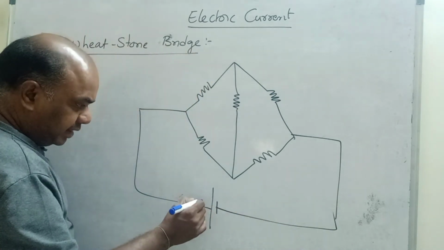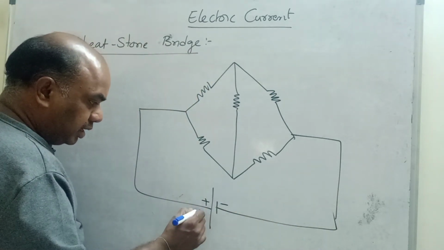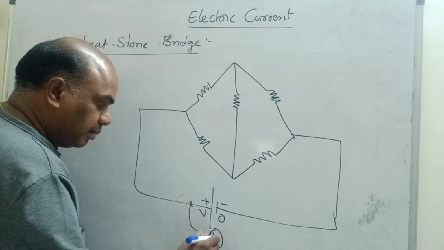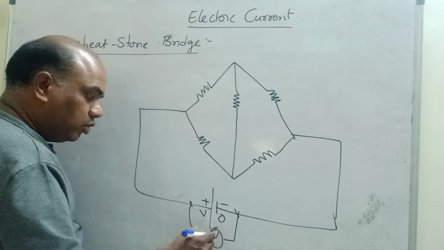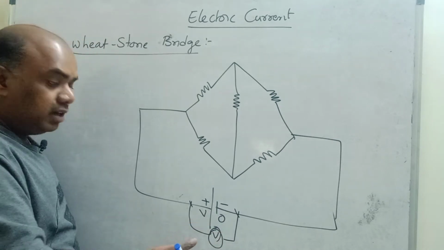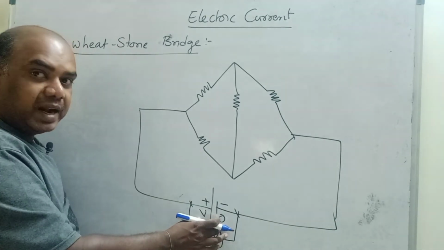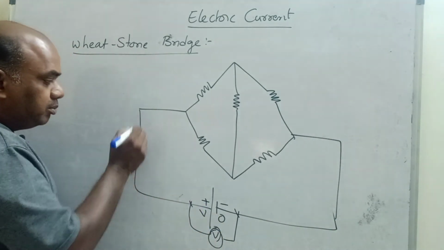We know that in a battery, this is the positive terminal, this is the negative terminal. Here the potential is V, here the potential is 0. The potential difference between them is V minus 0, that is V. If you connect a voltmeter, the difference shows as the voltmeter reading. That is, the potential difference between these 2 terminals of the battery is V. This V comes up to here.